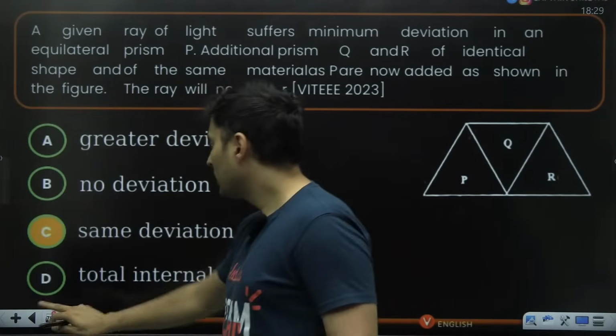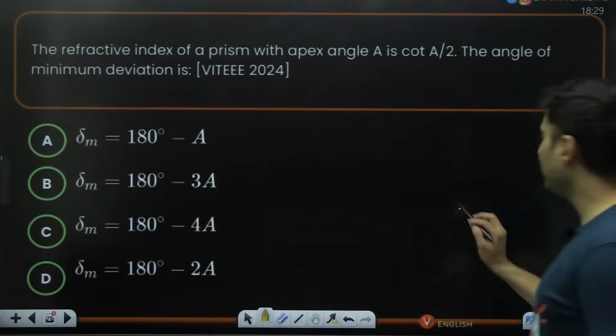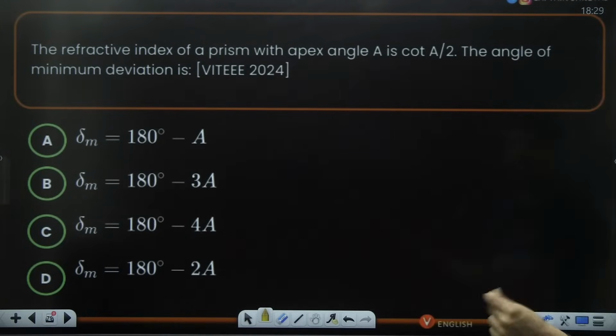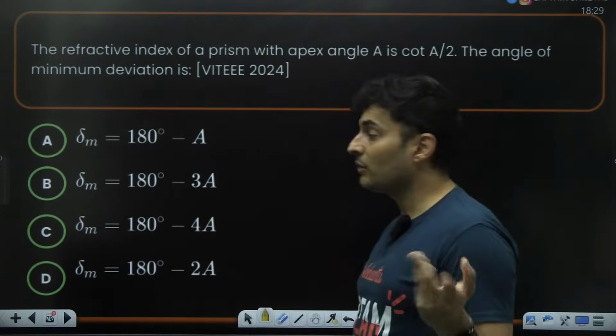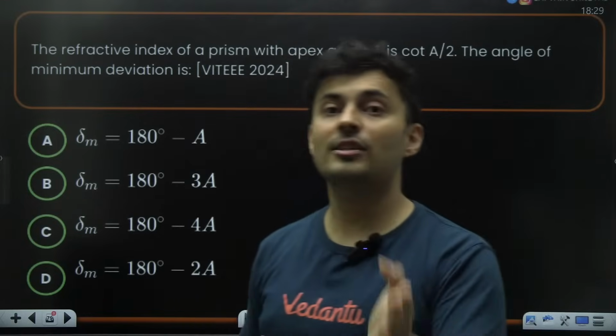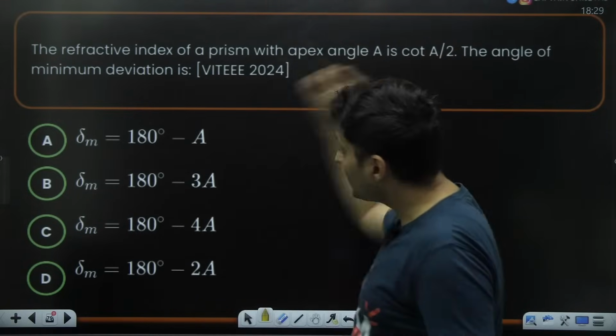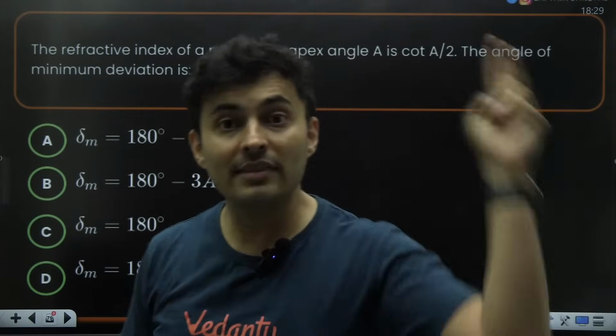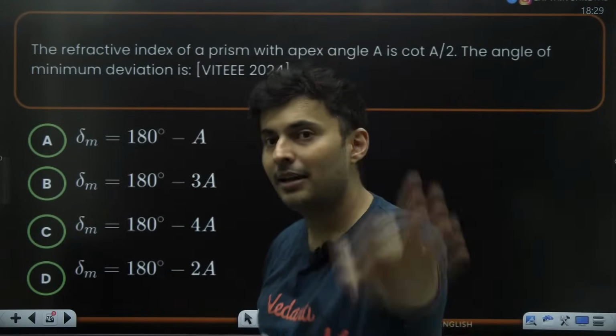Moving on to the next question coming up on your screen. The refractive index of a prism with the apex angle A is cot A by 2. Oh, this was also asked in JEE. If you remember, JEE asked this and VITEEE asked it. In fact, last year only, JEE asked this same question 2 times in 2 different shifts. And VITEEE had the same question.